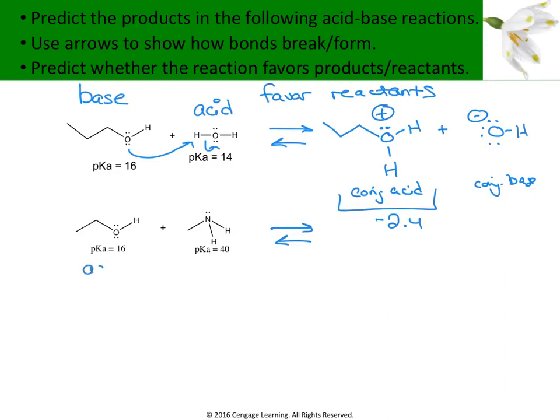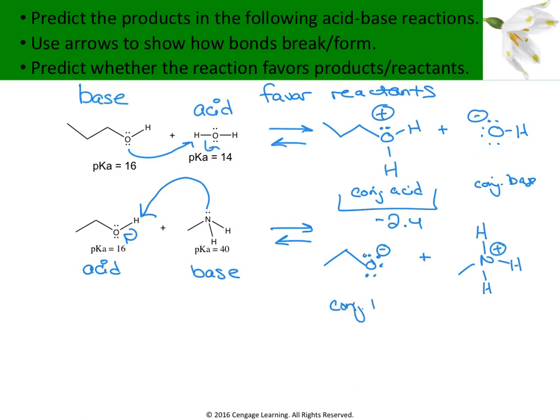So here, our alcohol is going to be the acid because it has the lower pKa, and this is going to be the base. So the base, a lone pair on the base, will grab the proton from the acid, and as a result, we're going to get this conjugate base plus this conjugate acid. So conjugate base, conjugate acid.